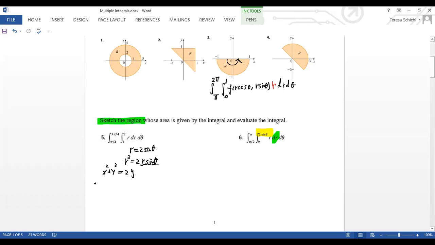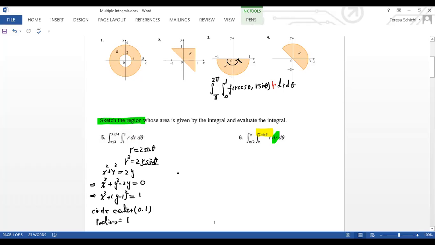All right, so now I switch back. X squared plus Y squared minus 2Y equals 0. Then I complete the square, so this is X squared plus (Y minus 1) squared equals 1. Oh, so I know this is a circle. Where is the center here? The center is (0, 1), right? And what is the radius here? The radius is 1, okay?